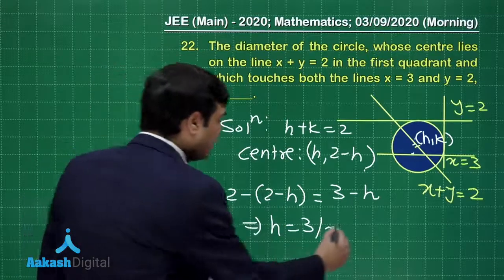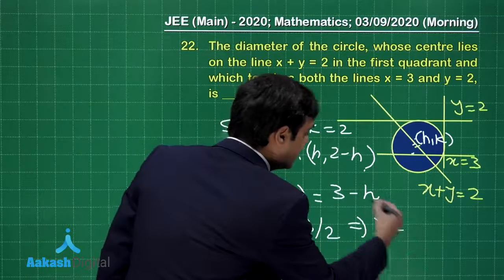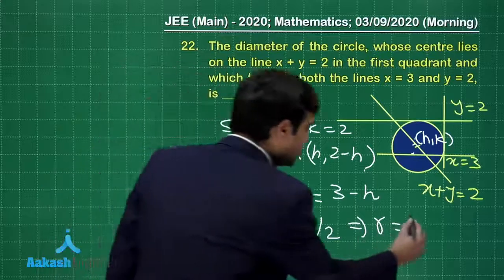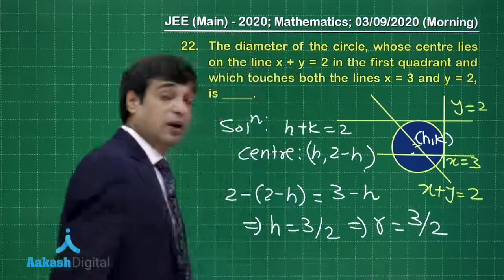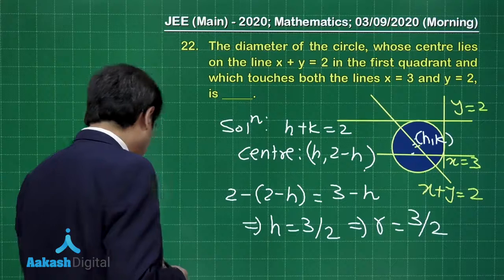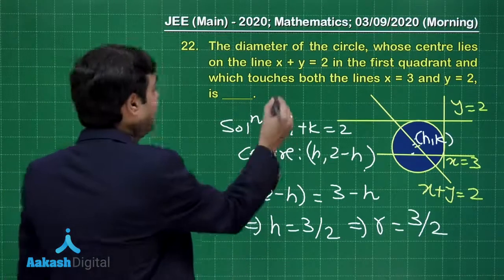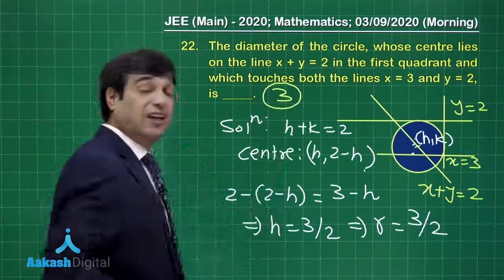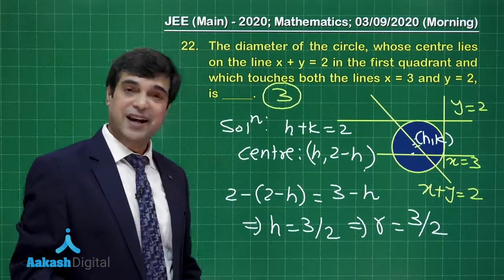When h is 3 by 2, clearly we can see the radius, which is 3 minus h or h, whatever you say, is also 3 by 2. Now what is the question? Question is saying what is the diameter? Diameter is coming as 3 units. So I'm sure this is clear. Let's take up the next one.